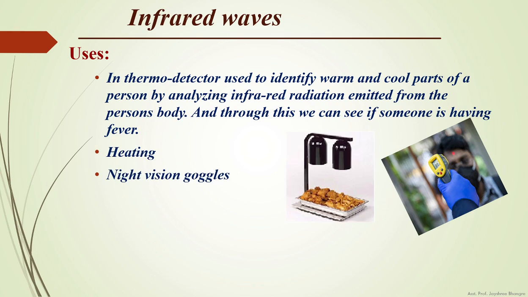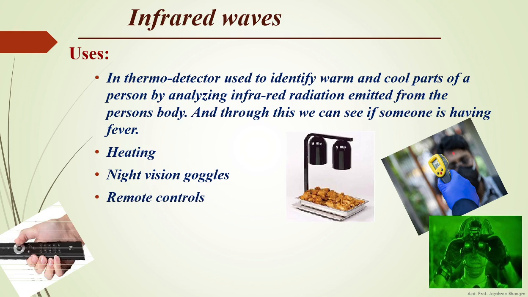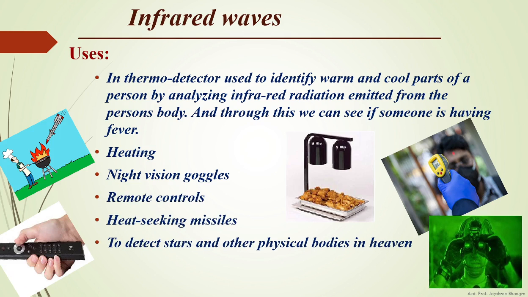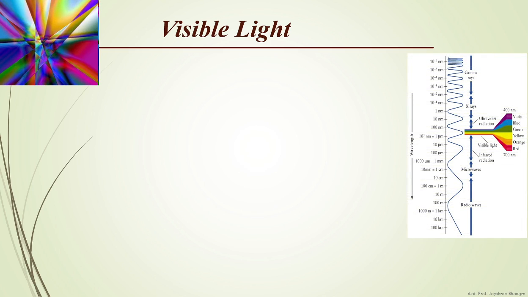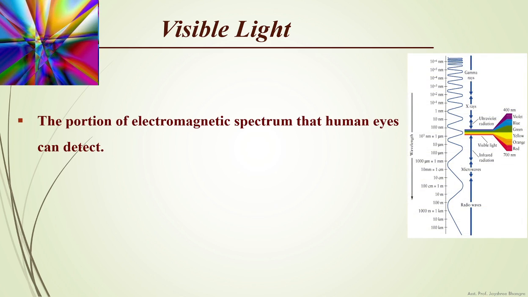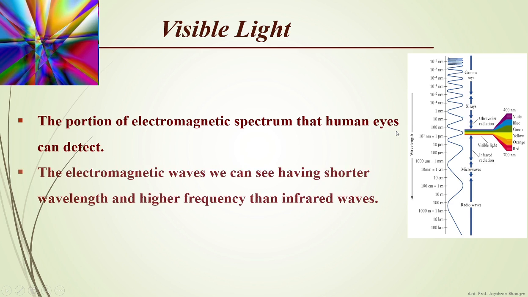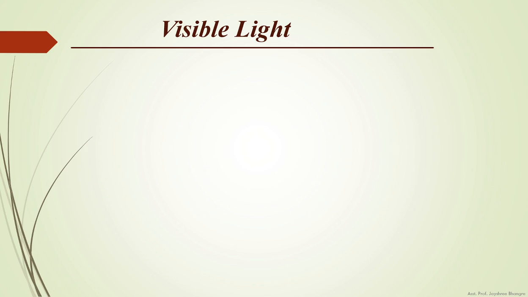Then heating, night vision goggles, remote controls, heat-seeking missiles, and detecting stars and other physical bodies in the heavens. Then the visible light. This is the portion of the electromagnetic spectrum that human eyes can detect, with wavelengths from 400 nanometers to 700 nanometers. These are the electromagnetic waves we can see, having a shorter wavelength and higher frequency than the infrared waves.